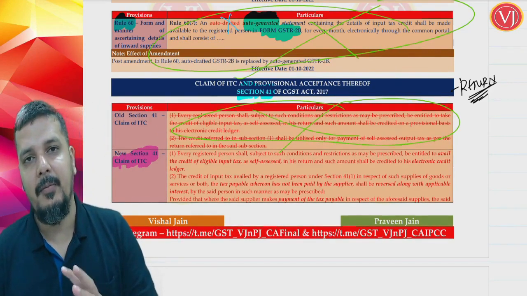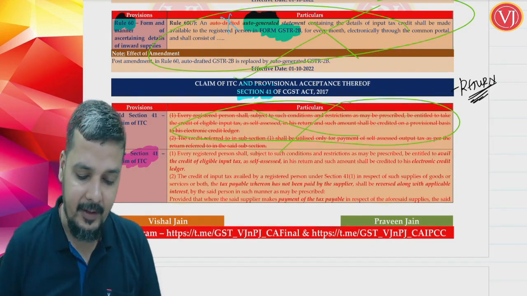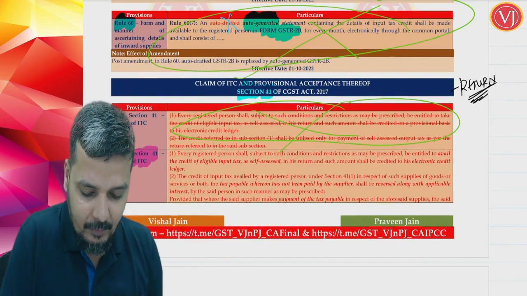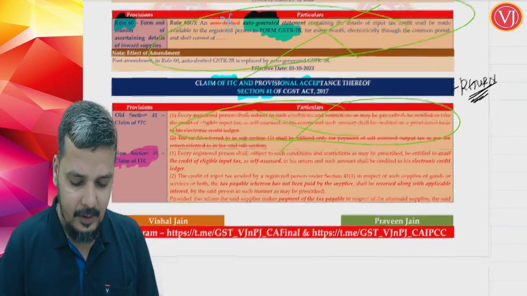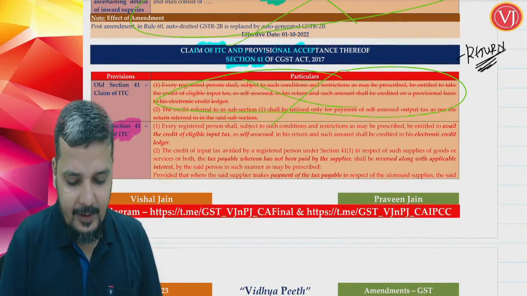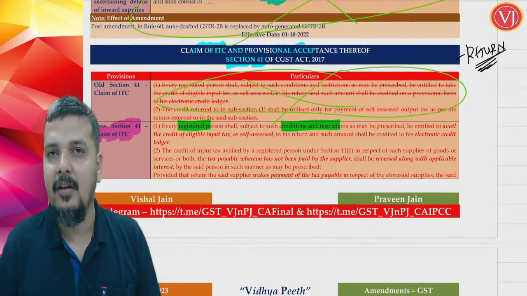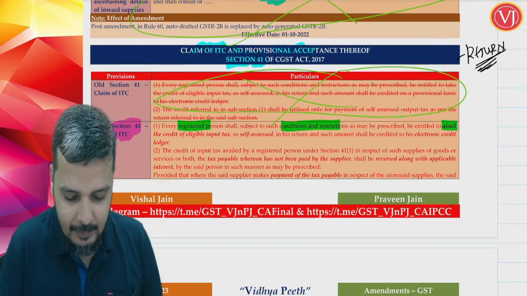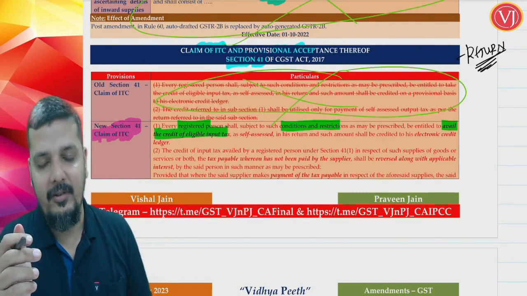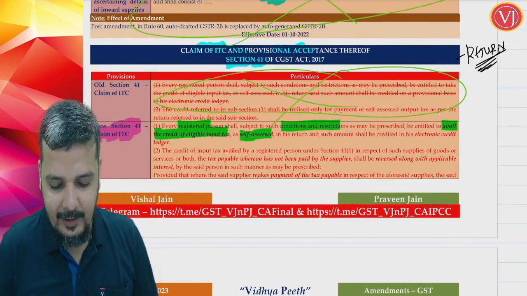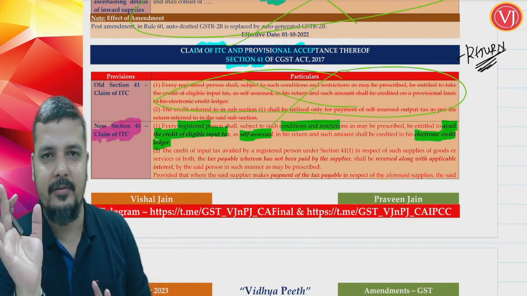So that is one of the conditions. Basically, section 38 and section 41 are sections of the return filing chapter, but we are discussing them in input tax credit, because section 41 talks about claim of ITC and provisional acceptance thereof. You'll find interesting things. Every registered person shall, subject to the conditions and restrictions in your ITC chapter, avail input tax credit. So he shall be eligible for input tax credit after crossing all the conditions and restrictions. Right, he'll take the self-assessed input tax credit in his electronic credit ledger. So first he'll take it, he'll himself assess it.